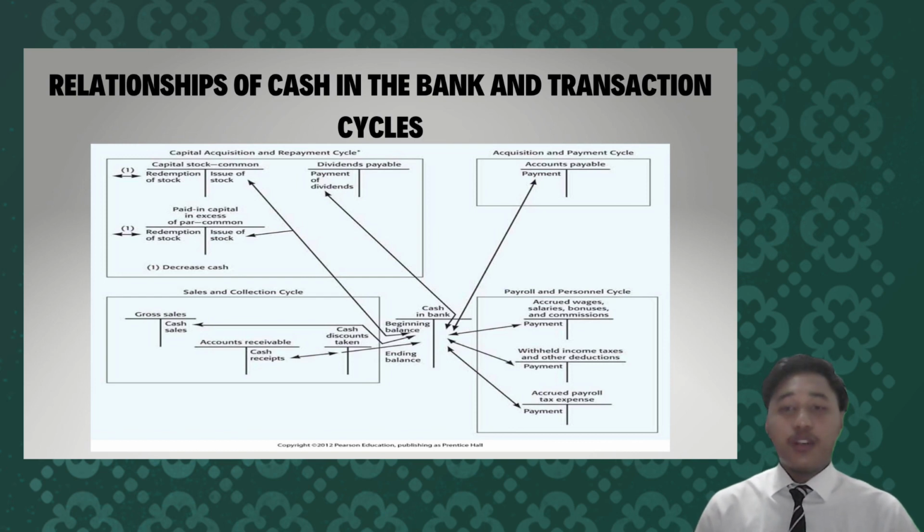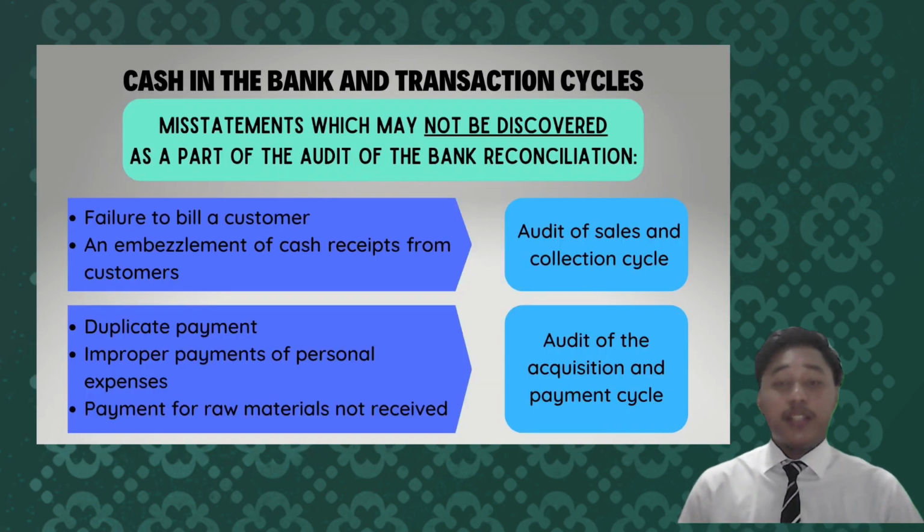For example, each of the following misstatements ultimately results in the improper payment of, or the failure to receive, cash. However, some of these mistakes will normally not be discovered as part of the audit of the bank reconciliation. First, the failure to bill a customer and embezzlement of cash received from a customer. These two types of misstatement can be found when the auditor is doing an audit of the sales and collection cycle.